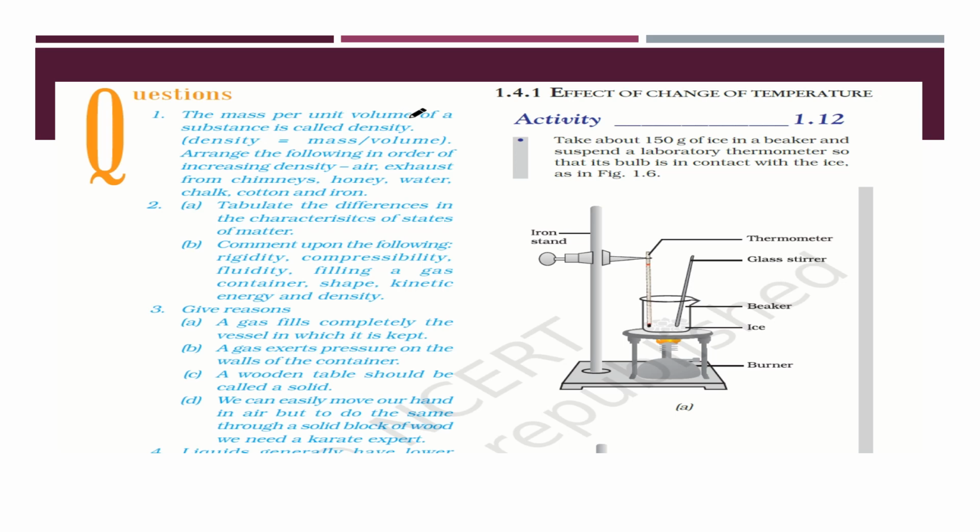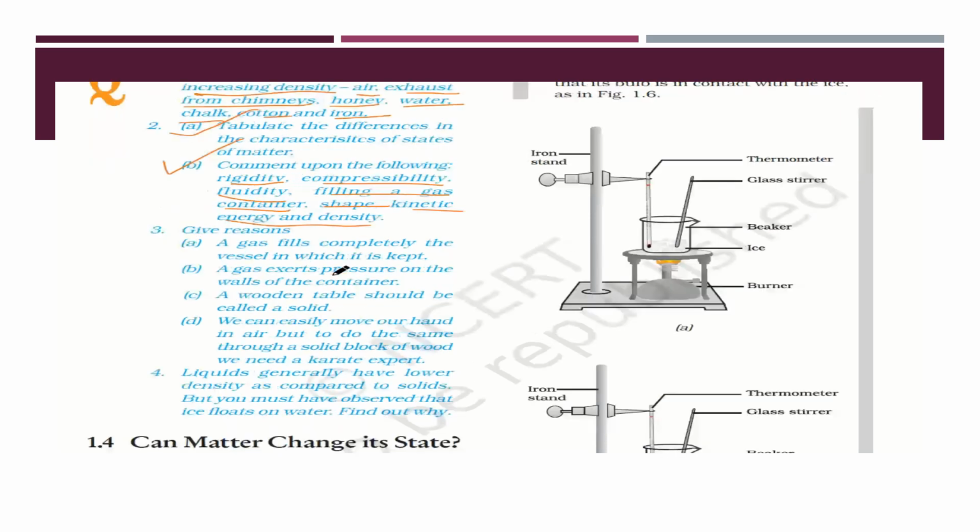The mass per unit volume of a substance is called its density. We know that. So density is mass per unit volume. Arrange the following in the order of their increasing density: air, exhaust from the chimneys, honey, water, chalk, cotton, and iron. Tabulate the different characteristics of the states of matter. Very good question. Comment upon the following: rigidity, compressibility, fluidity, filling a gas container, shape, kinetic energy, and density.